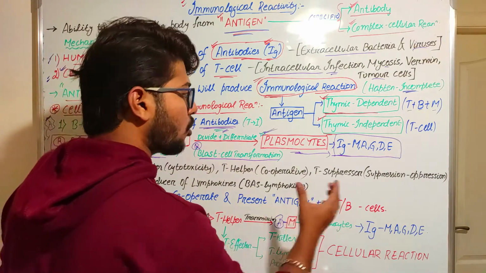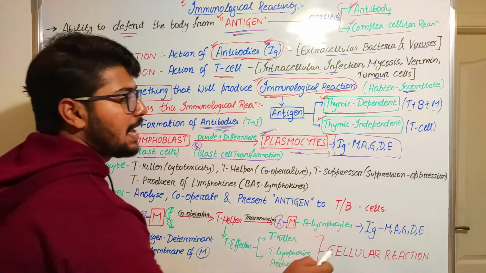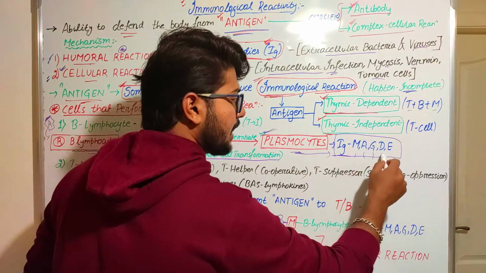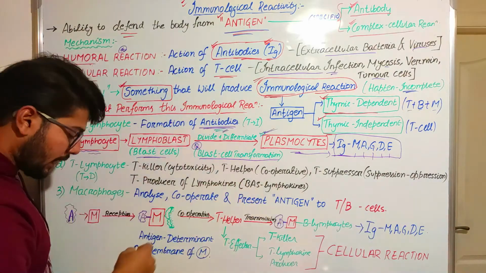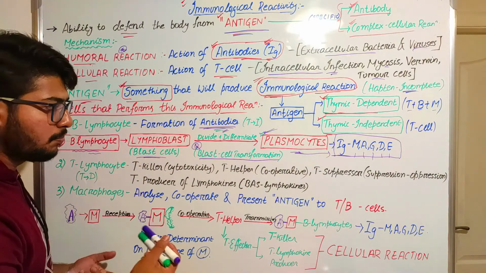In short form you can remember it like MACD: IgM, IgA, IgG, IgD and IgE. These are the 5 kinds of antibodies that are produced in our body.